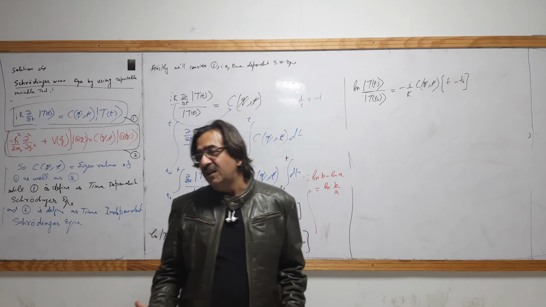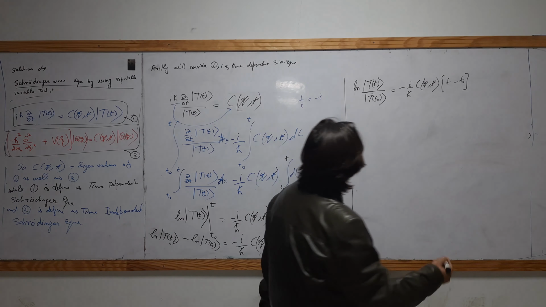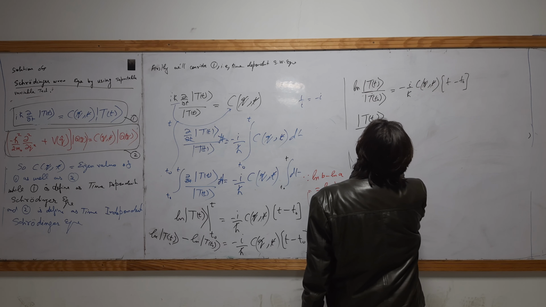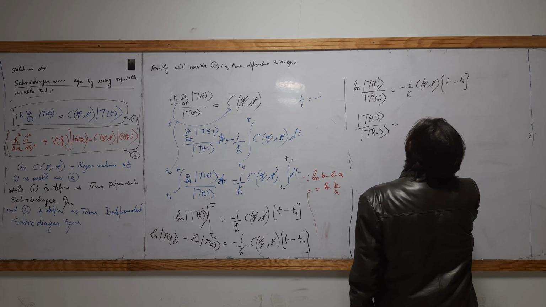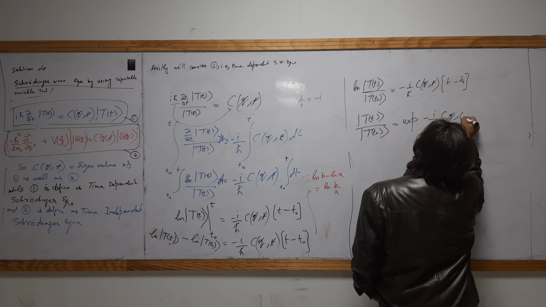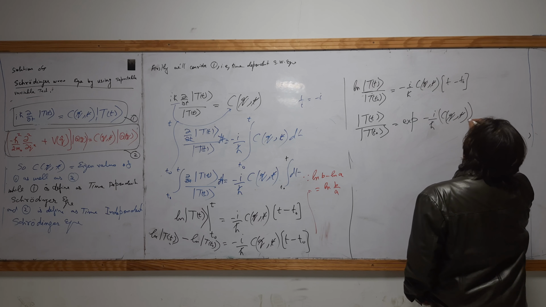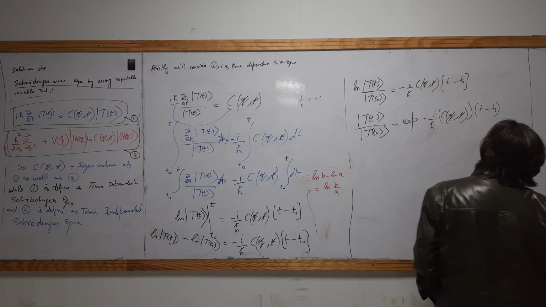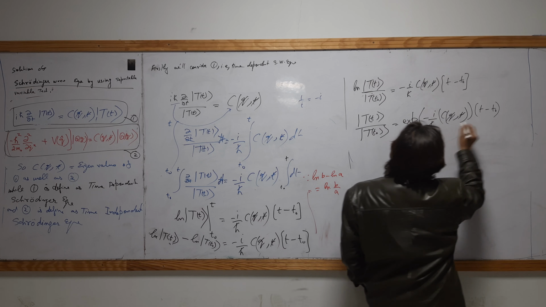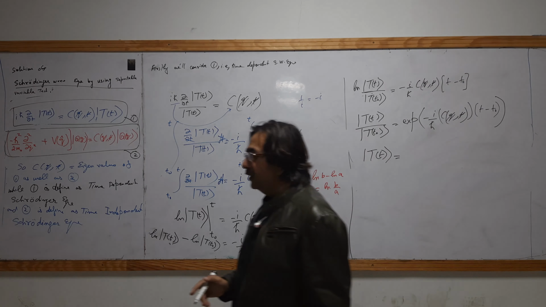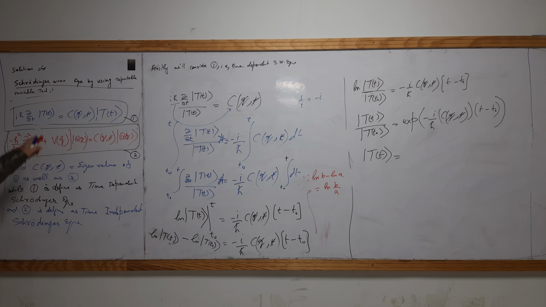To remove this, when you take the anti-log, then that will become exponential. We have already done it many times. This will be the exponential of minus iota h cut c q cut t cut, multiplying with t minus t naught. t naught is a constant, so this will be the change in time. This is the eigenstate of the time dependent Schrodinger wave equation.